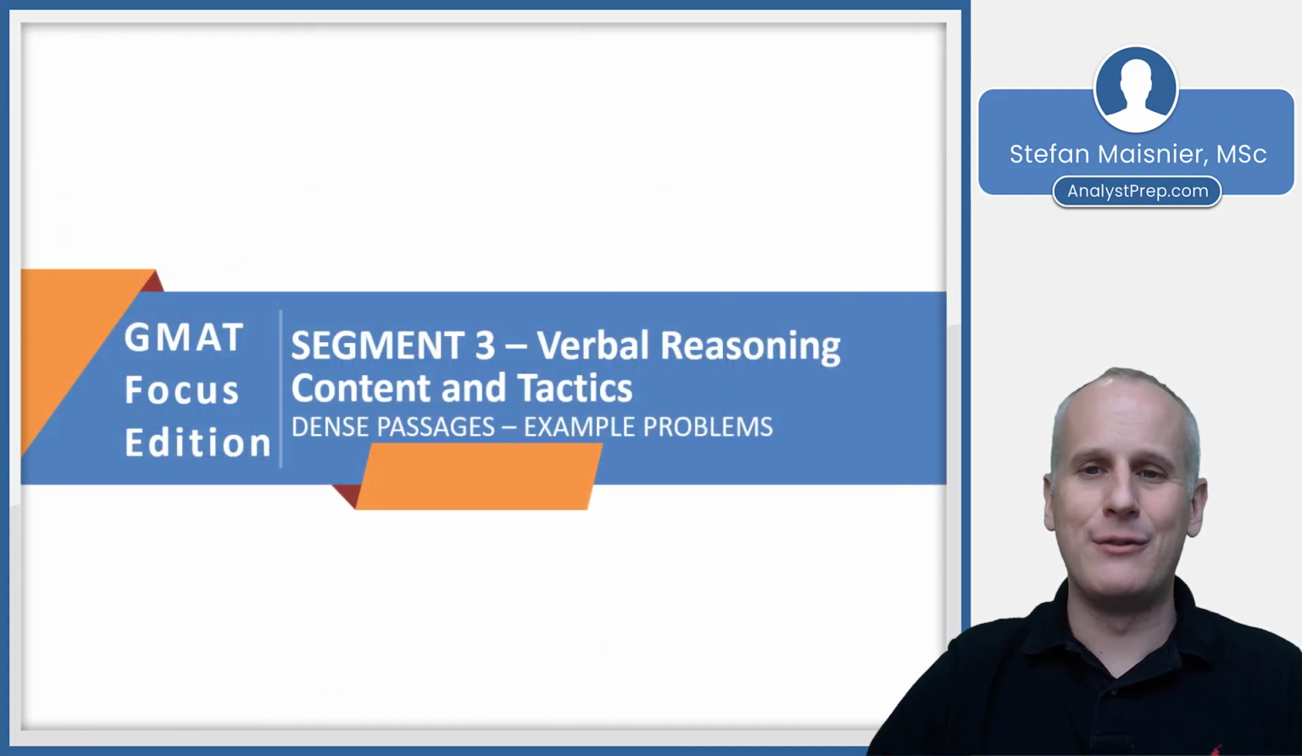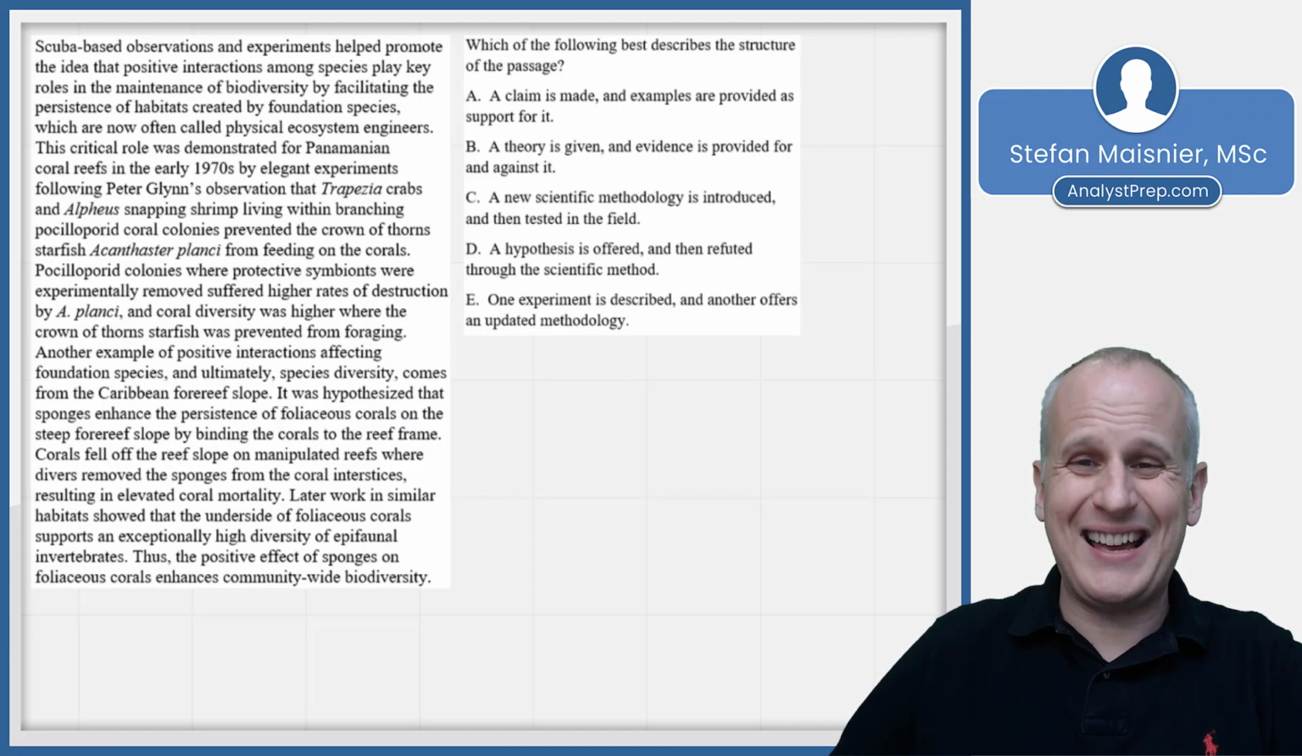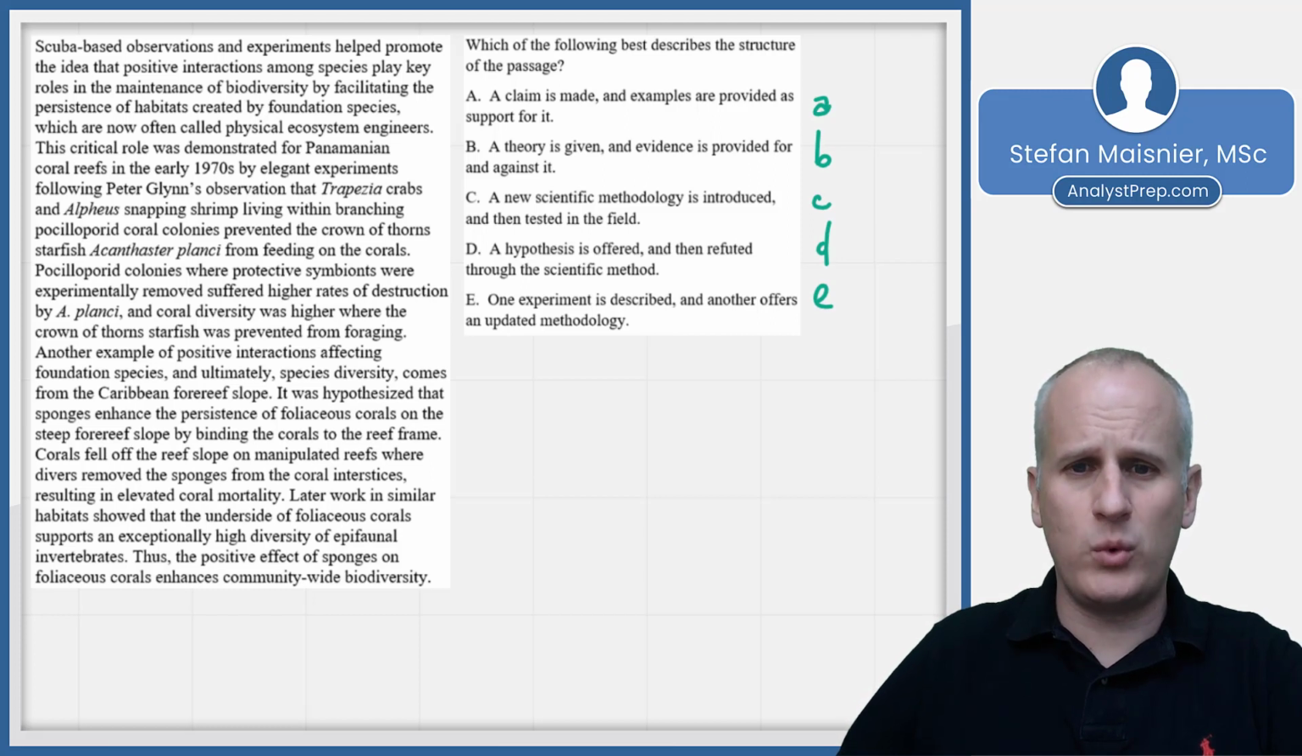So let's head on over to the whiteboard to see how you'll execute your own dense passage map, sentence by sentence, to improve your performance on what are often the hardest passages for most GMAT focused test takers. So as always, we'll set up our scratch work first. We got A, B, C, D, E. We read the question, which of the following best describes the structure of the passage?